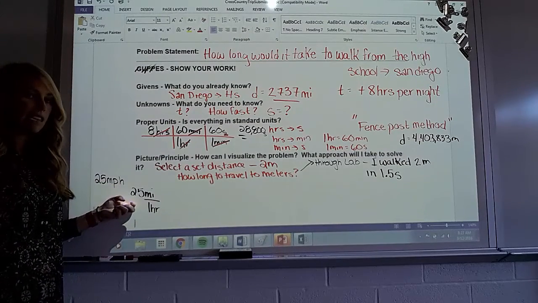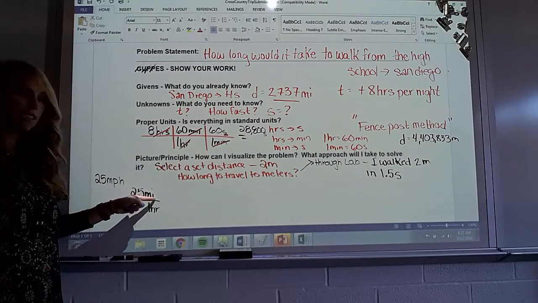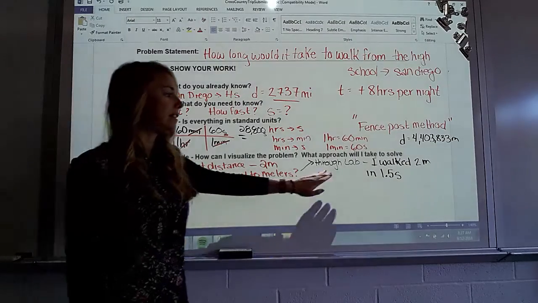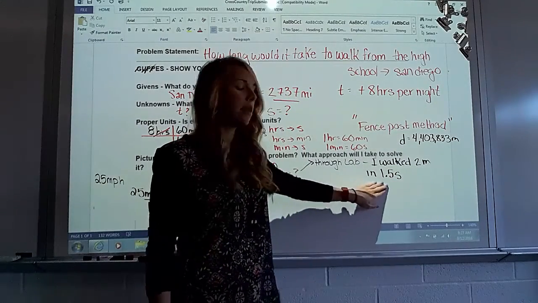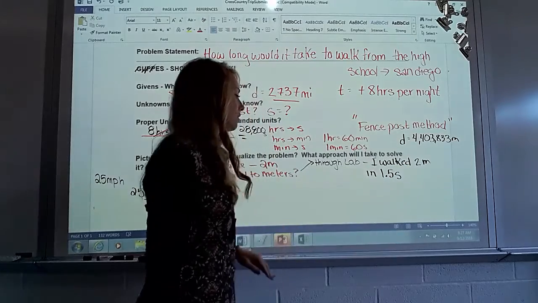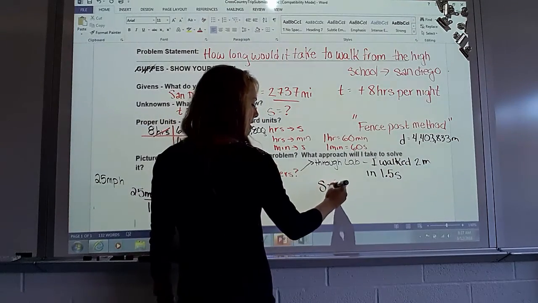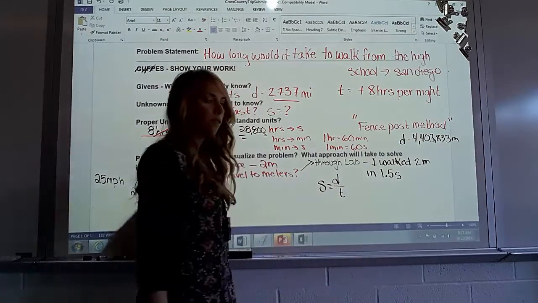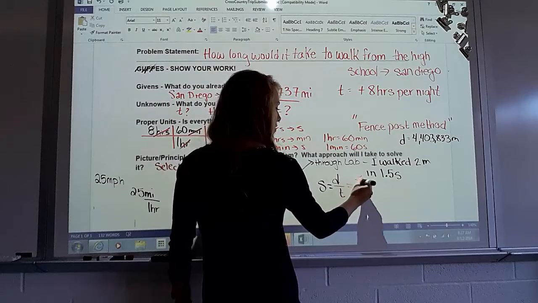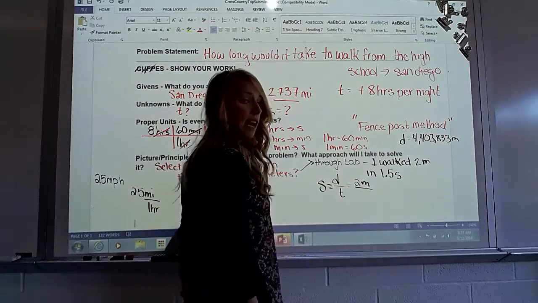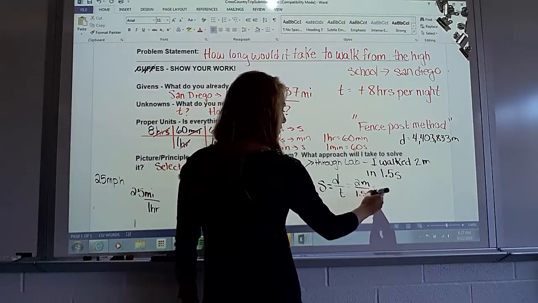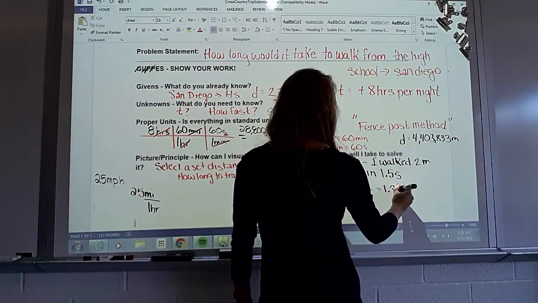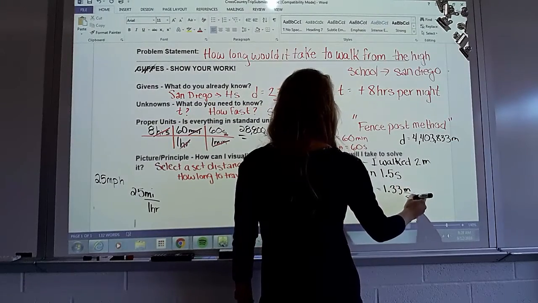In this case, I can see that a speed is really a distance divided by a time. Well, I have both of those things. I have a distance of 2 meters and a time of 1.5 seconds. So in order to calculate my speed, I'm going to do distance over time. The distance I traveled was 2 meters. The time it took me to travel that far was 1.5 seconds. And that gives me a speed of 1.33 meters per second.